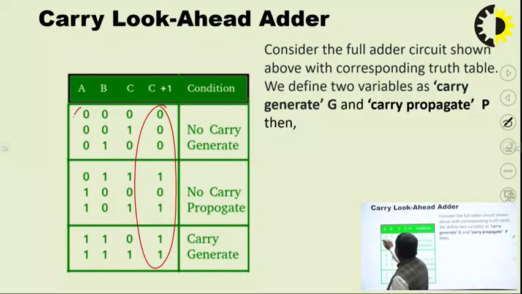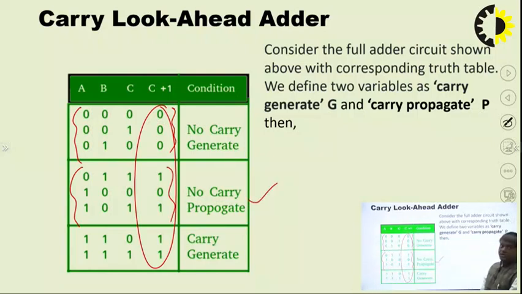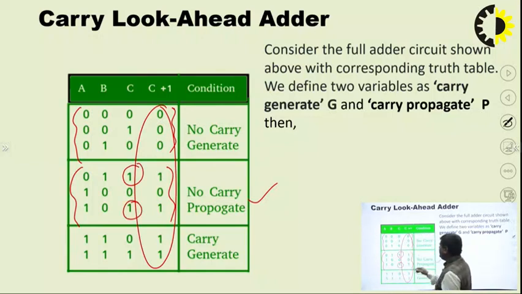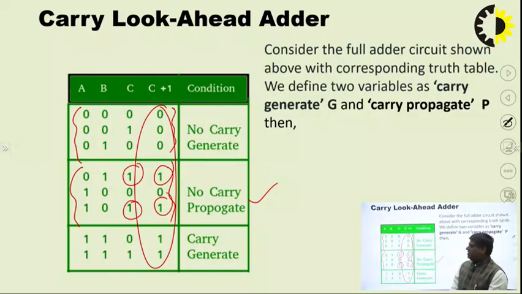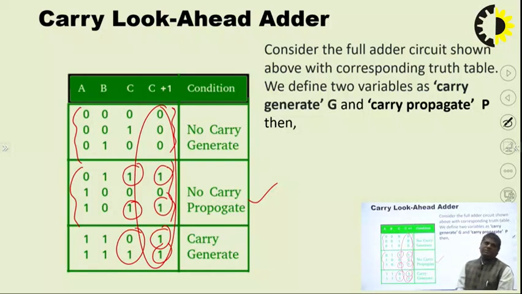For these three conditions, no carry is generated. In the remaining conditions, a carry is generated, but the carry depends upon the previous carry. This carry output depends upon its previous carry. That is the main propagation delay. And for these two conditions, a carry is generated, and that is not dependent upon the previous carry.